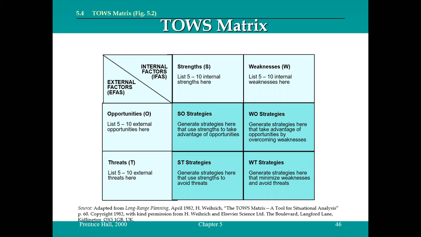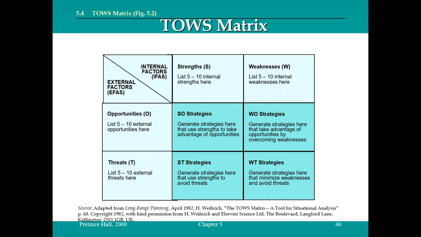Now, once the strengths, weaknesses, opportunities, and threats are written over here, we are left with 4 boxes, which are colored in my slide. We're going to talk about SO strategies, WO strategies, ST strategies, and WT strategies. We look at their combinations. In case of SO, generate strategies here that use strengths to take advantage of opportunities. In case of WO, generate strategies here that take advantage of opportunities by overcoming weaknesses. In case of ST, generate strategies here that use strengths to avoid threats. In case of WT, generate strategies here that minimize weaknesses and avoid threats.